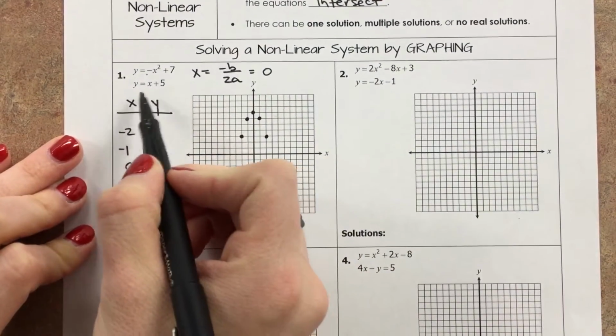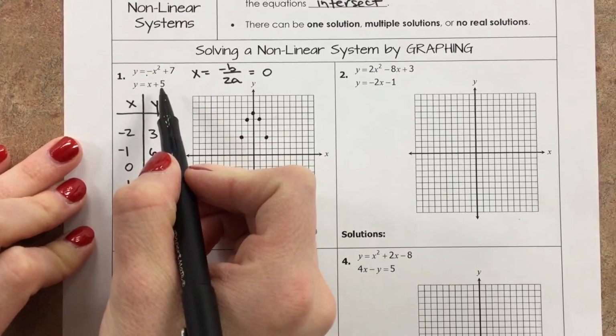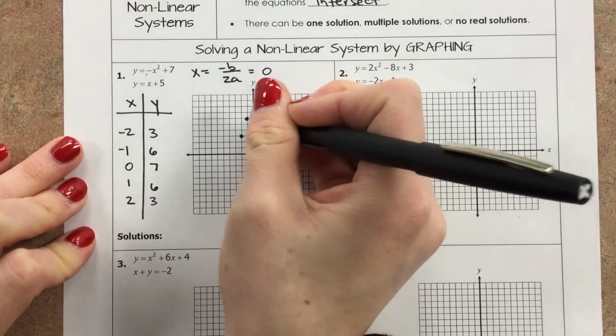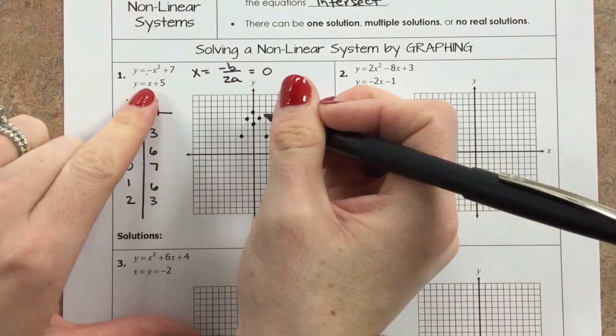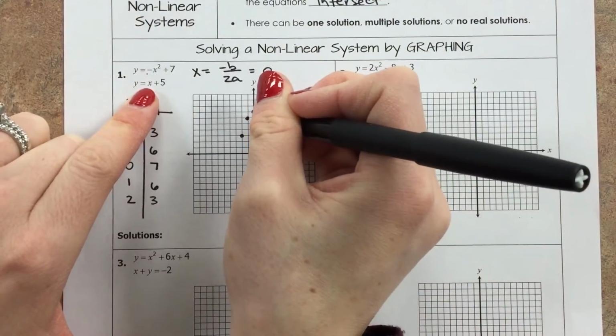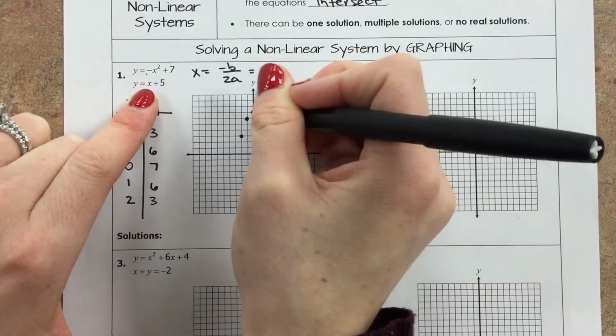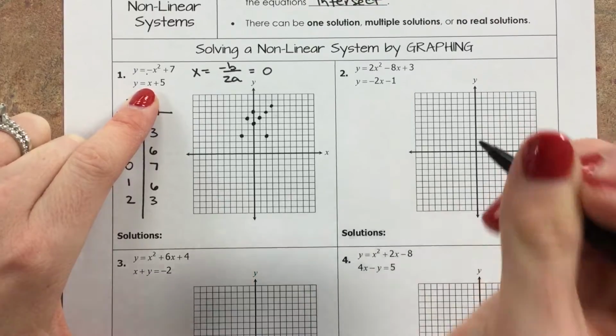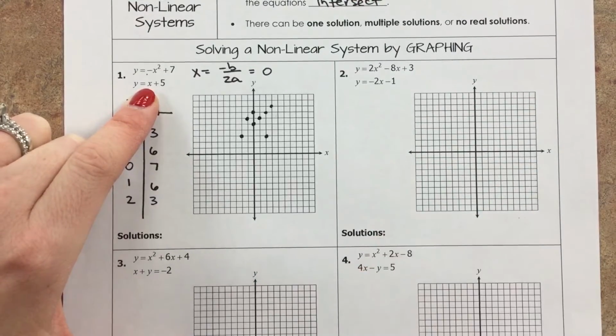Now we're going to plot this, y equals x plus 5. So this is just a line. We start with our y-intercept at 5, and then our slope is 1. So we go up 1, to the right 1. There's one intersection right there. Up 1, to the right 1, up 1, to the right 1. We want to do this enough to make sure that we're actually intersecting that parabola.